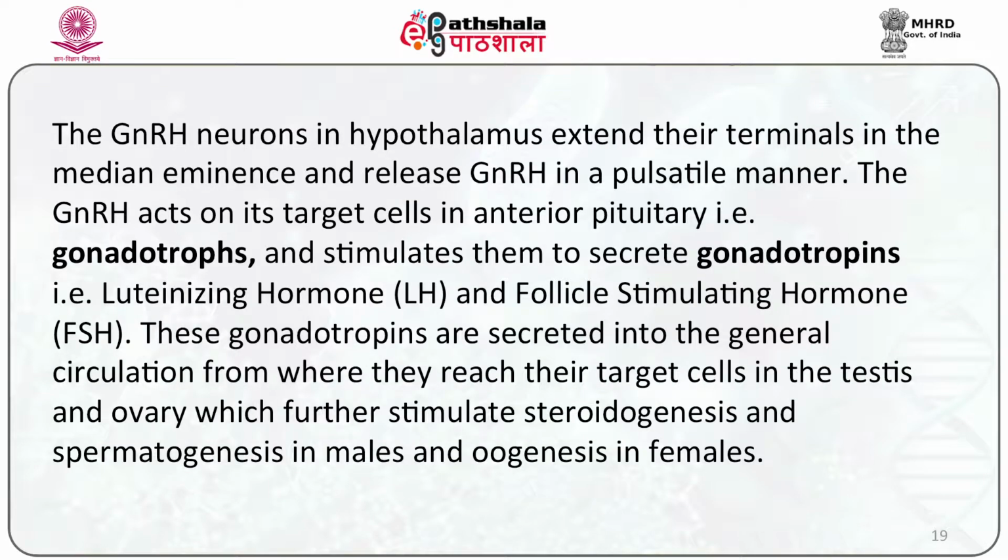The GnRH neurons in the hypothalamus extend their terminals in the median eminence and release GnRH in a pulsatile manner. The GnRH acts on its target cells in the anterior pituitary, that is gonadotropes, and stimulates them to secrete gonadotropins, that is LH and FSH. These gonadotropins are secreted into the general circulation from where they reach their target cells in the testis and ovary, which further stimulate steroidogenesis and spermatogenesis in males and oogenesis in females.